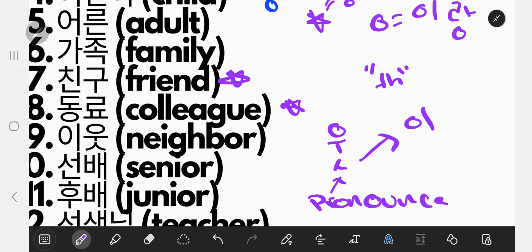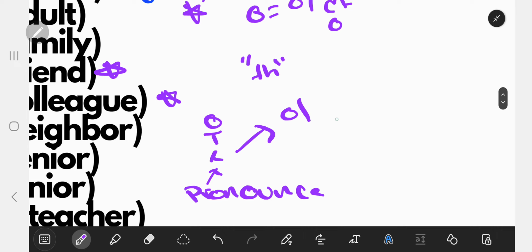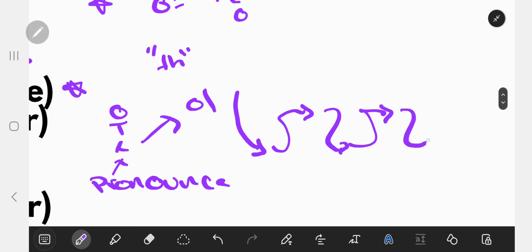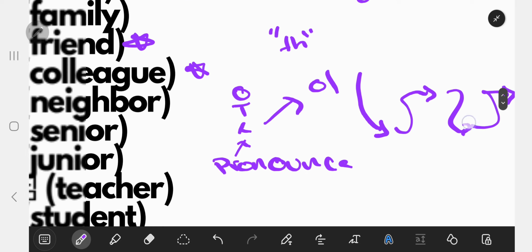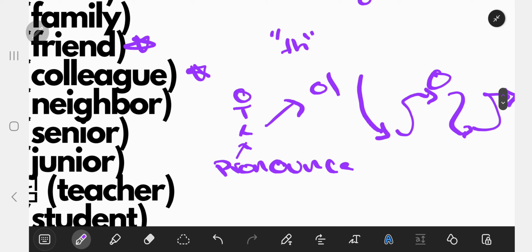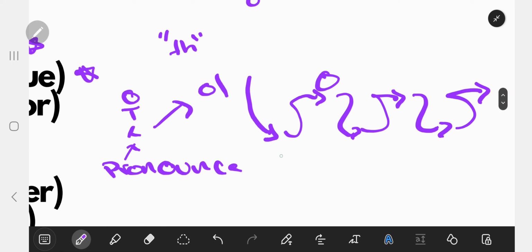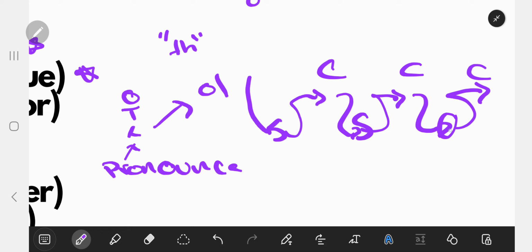Pronounce. Because when you read Korean, it goes like this. You see that, then it goes there. And then you will always be looking at this. Is it a vowel? Then you pronounce this. Is it a consonant? Then this is silent.